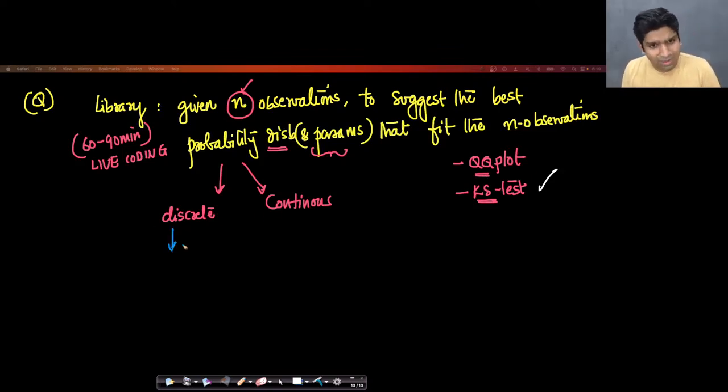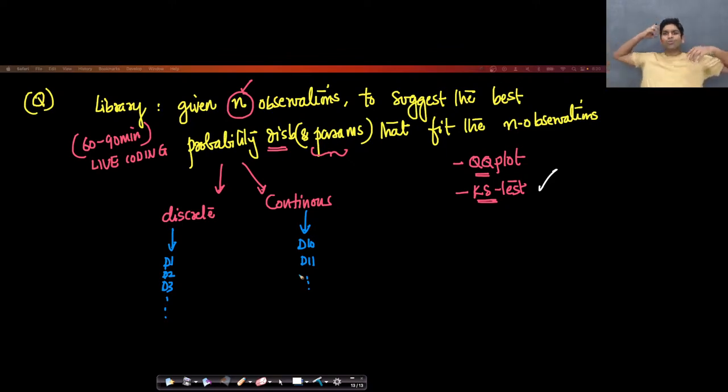Within discrete, you can make a list of distributions that you want. Maybe distribution 1, distribution 2, distribution 3 that you want to try, right? Within continuous, maybe again you have distribution 10, distribution 11, all these distributions that you want to try. Is there any other breaking down that I can do?